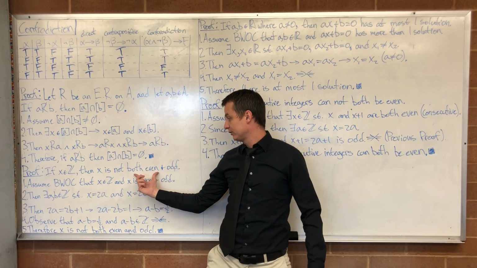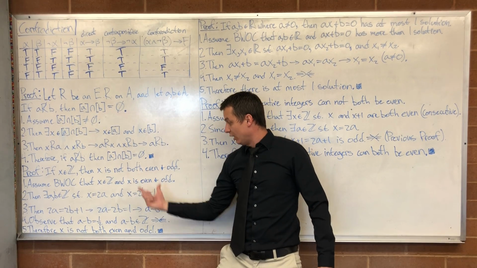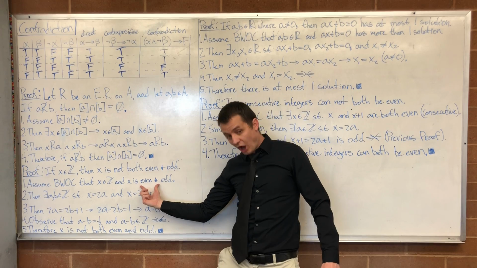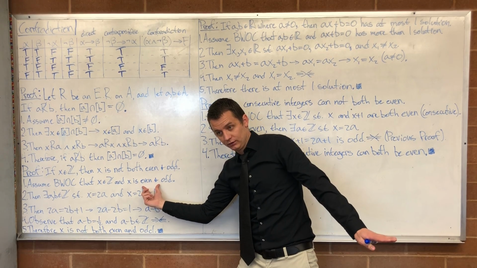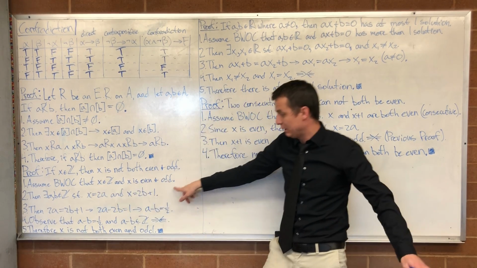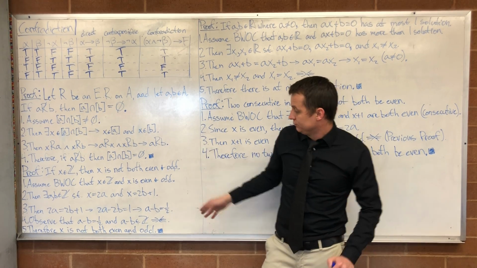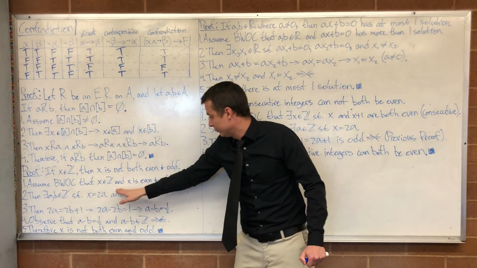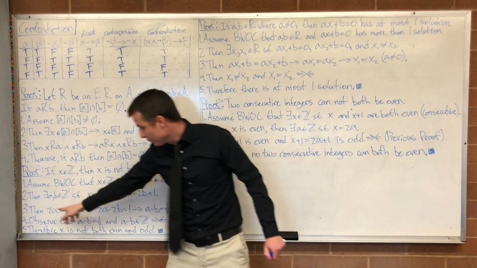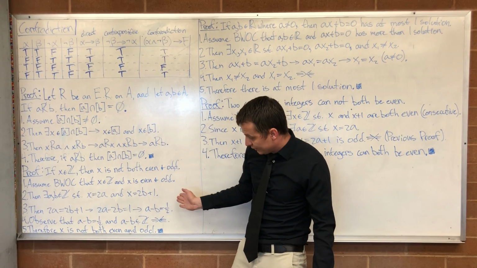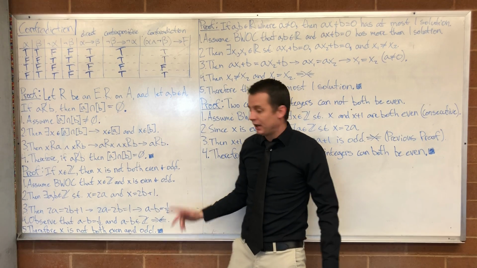Not beta is both even and odd. Everyone see that this is alpha and beta, or alpha and not beta? Perfect. So let x be an integer and assume that x is both even and odd. Well, since x is both even and odd, what does that mean by definition?